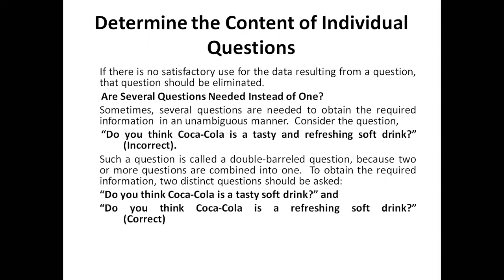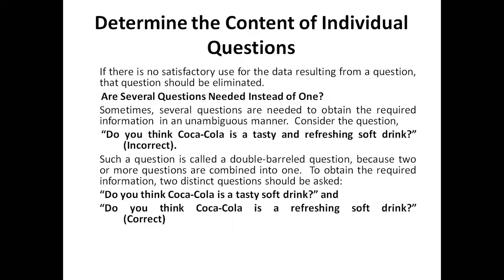To obtain the required information, two distinct questions should be asked. Instead of asking the question, do you think Coca-Cola is a tasty and refreshing soft drink, you split this question into two questions and ask, do you think Coca-Cola is a tasty soft drink? Very simple, clear, straight, no ambiguity.